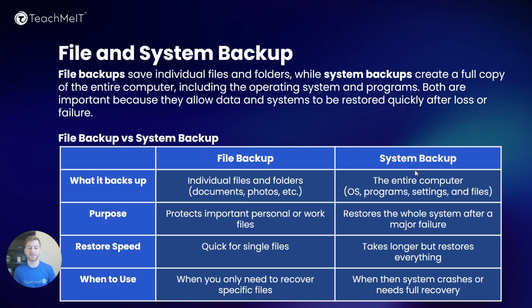Let's talk about file backups and system backups in this chart. So file backups, again, individual files. In terms of purpose, they also protect important personal or work files. For restore speed, they're usually much quicker for single files, but depending on the types of files and folders you have, these could take up quite a bit of space and require a little bit of time in order to restore things. But many people opt to take multiple files or multiple folders and then zip them and then put them on an external hard drive or USB. And usually that compresses the whole file size.